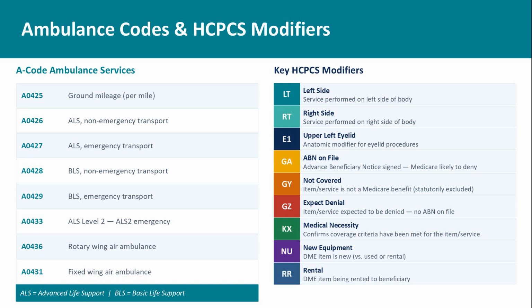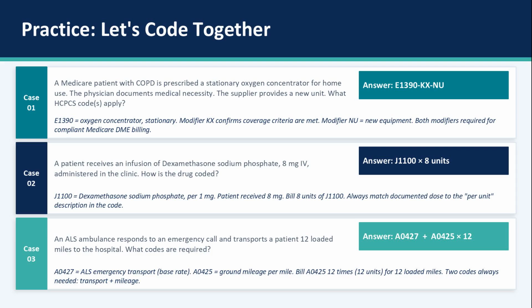KX is the medical necessity confirmation modifier for DME. It tells Medicare that the coverage criteria have been met, and the documentation is on file. NU, RR, and UE indicate whether a DME item is new, rental, or used equipment respectively. These affect reimbursement rates. 3 practice cases.